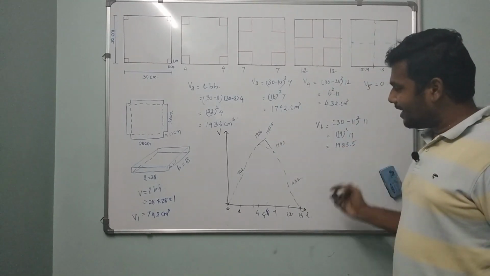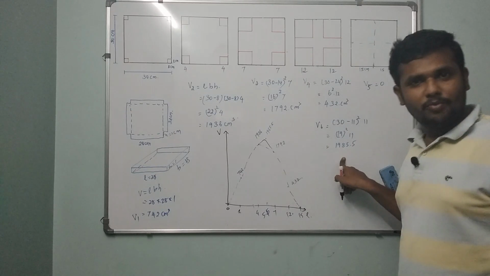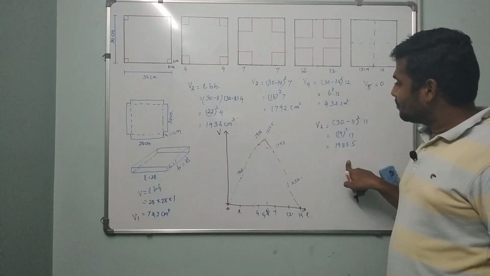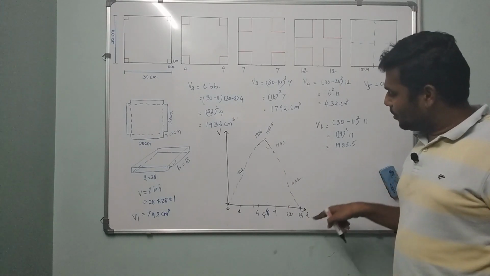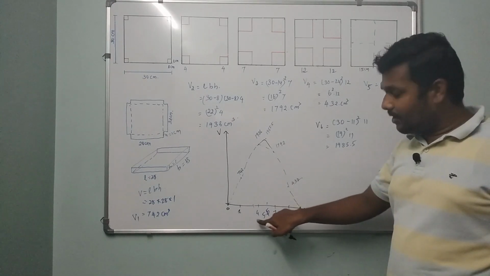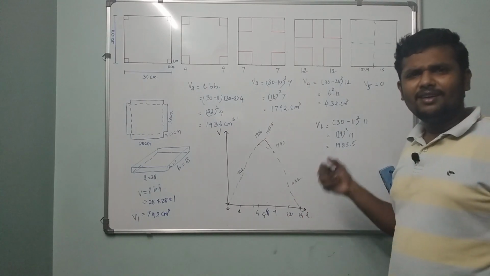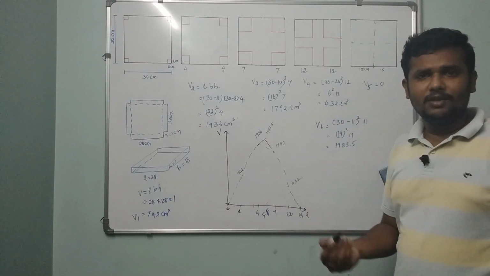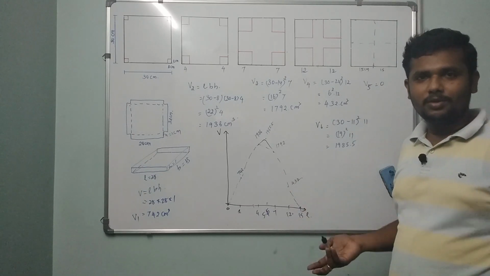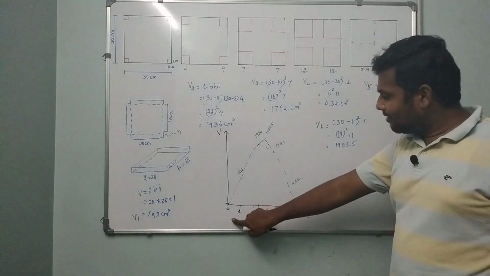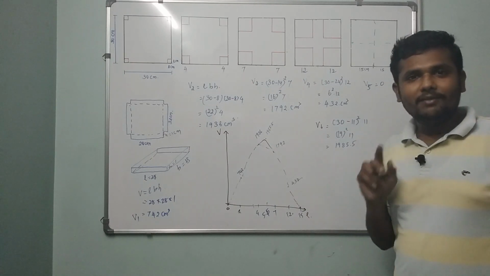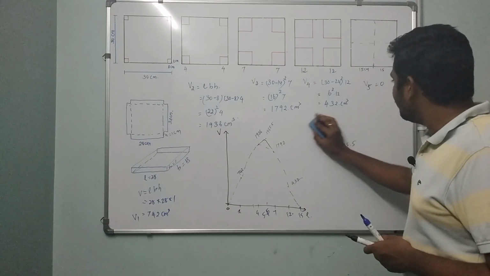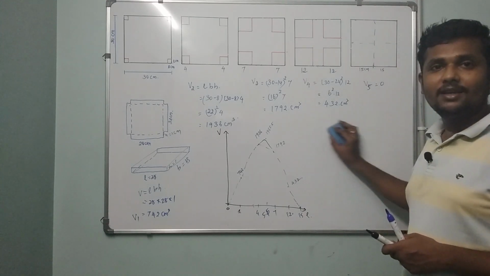But still I cannot assure this is going to be the maximum volume. There are an infinite number of points in between 4 and 7. I cannot put each value and verify which is giving a maximum value. That is not possible, right? So instead of playing with these numbers, I am going to play with the variables.